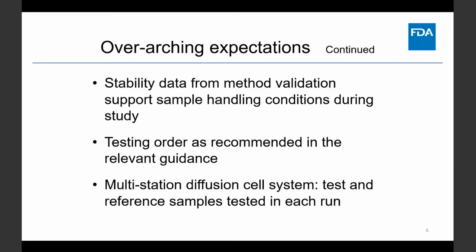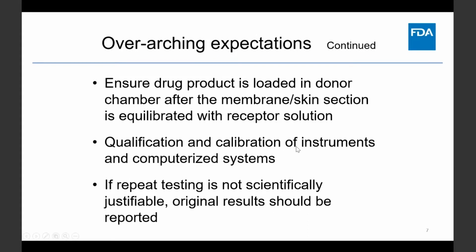The testing order should follow what's recommended in the relevant guidance. For multi-station diffusion cell systems, test and reference samples should be included in each run. Before the drug product is loaded into the donor chamber, the membrane for IVRT or skin for IVPT should be equilibrated with the receptor solution. This may not be feasible for the Hansen microarray system, and we recognize this.